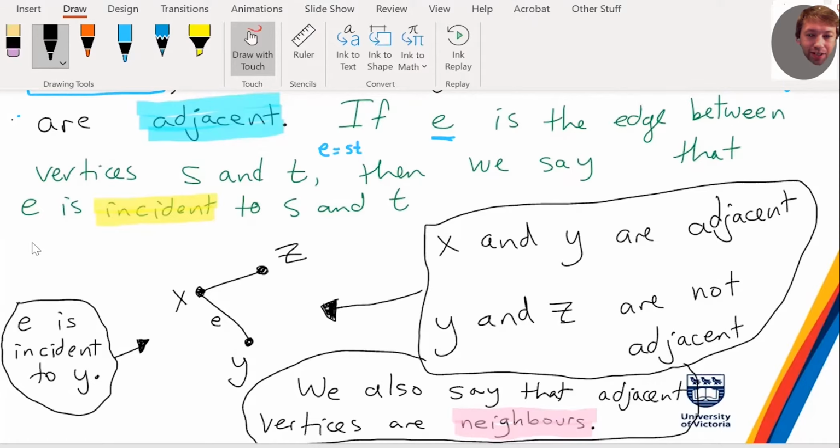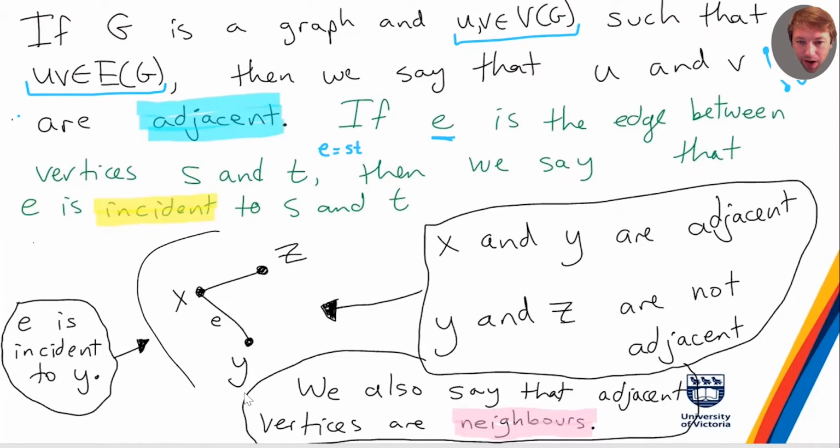So in this picture here, this picture of x, y, and z, e is incident to y. That's true because it's an edge that contains y. And x and y are adjacent. That's true because there's an edge between them.